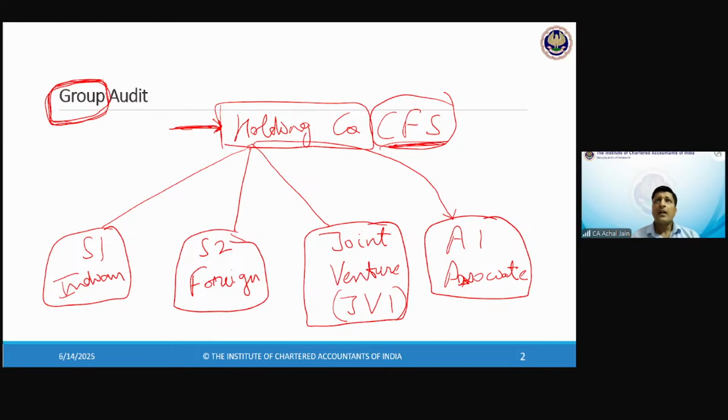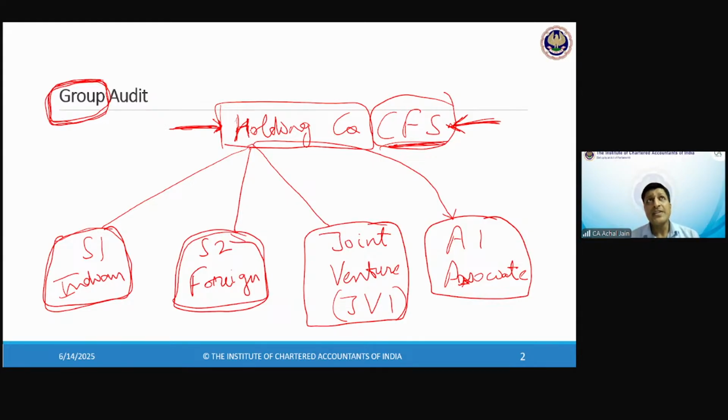Now, this responsibility of preparation of CFS lies on whom? Holding company. Management. Yes, very good. So management of the holding company. So eventually it's the holding company which has to prepare. Now, is there any option available through which S1 may prepare CFS instead of holding, S2 may prepare CFS instead of holding? No. Preparation of consolidated financial statements has to be done by holding company only. Okay, clear?